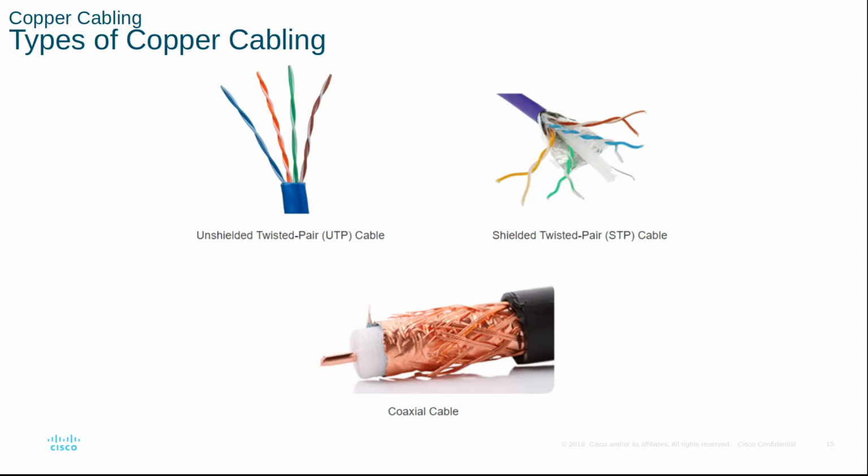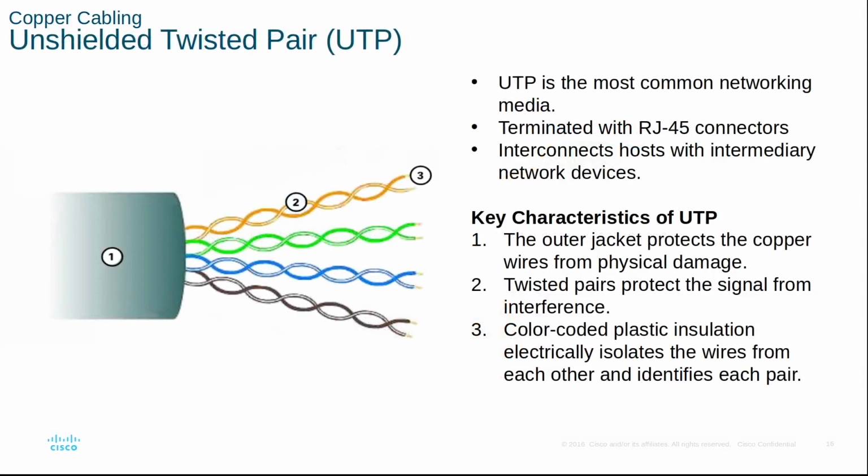So with copper cabling, the most common types you tend to see are unshielded twisted pair, or UTP, shielded twisted pair, or STP, and coax. Unshielded twisted pair is by far the most common because it's the cheapest. These are terminated with RJ45 connectors. You've seen these. You've been using them in the labs. We're using unshielded twisted pair with RJ45 connectors. So those little clippy things on the end, that's an RJ45 connector. These are used to interconnect hosts with intermediary networking devices. And you can even use them to interconnect intermediary devices, so routers and switches, as we've seen.